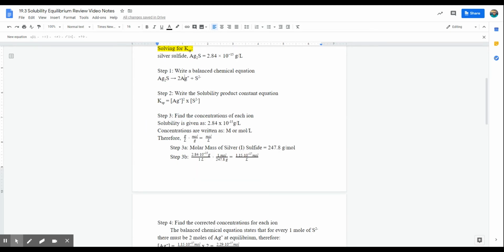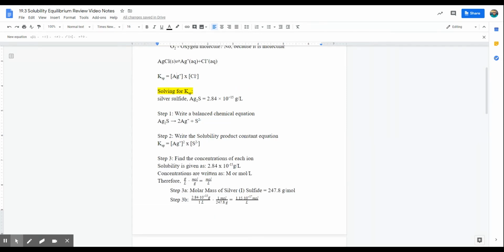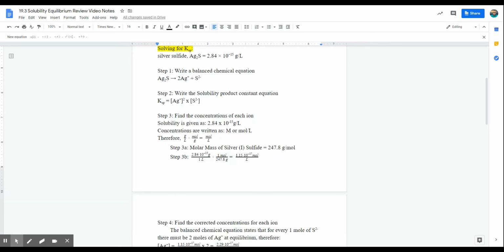Then you want to write the solubility product constant equation, and that is similar to what we wrote up here for silver 1 chloride, except in this case we're writing silver 1 sulfide. So for silver 1, you're going to have the concentration of it raised to the power of 2. The reason for that is that the coefficient is 2 in the balanced equation, and that is why you need a balanced chemical equation before you write this out. Then you have sulfide ion, and there is no coefficient, so you can leave it as just 1 or not write anything there. Last, or almost last, you find the concentration of each ion.